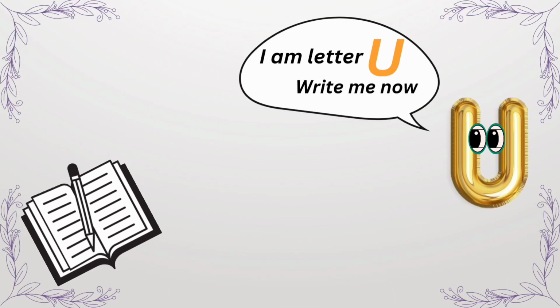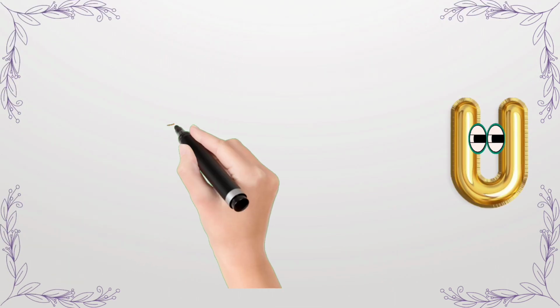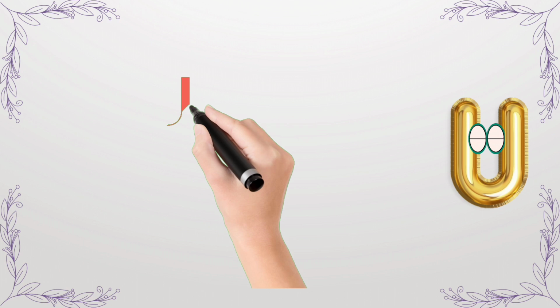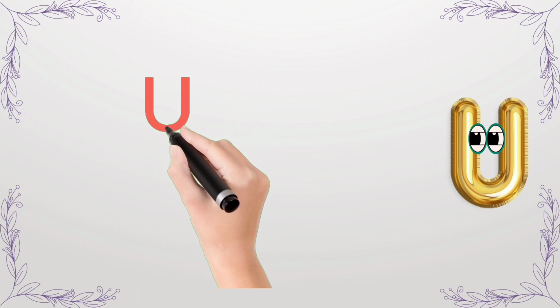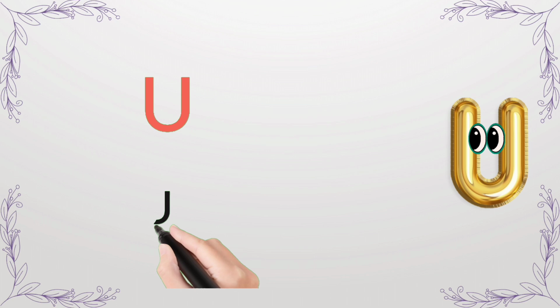I'm letter U. Write me now. Curve like a bucket, open at the top. Say U 5 times and write U, U, U, U, U.